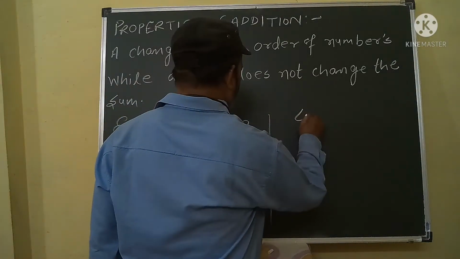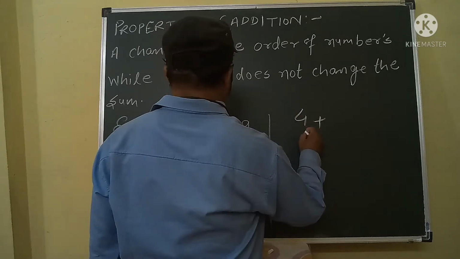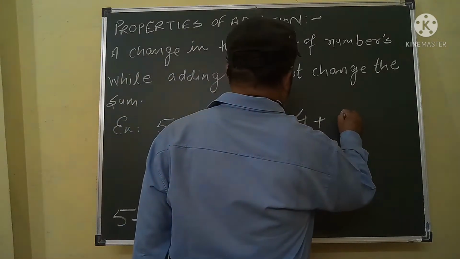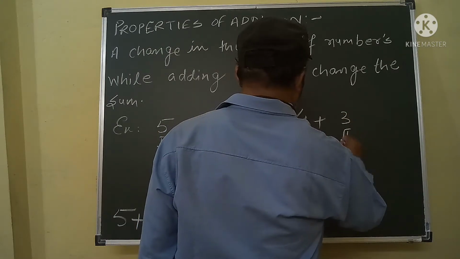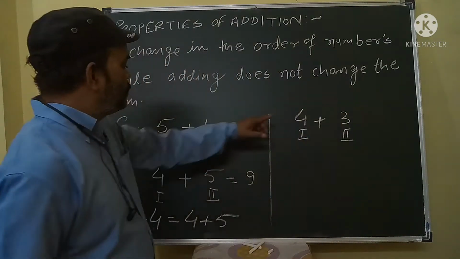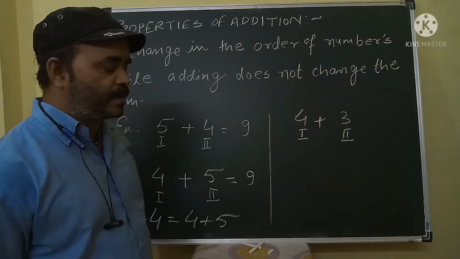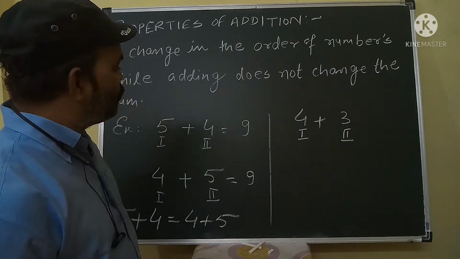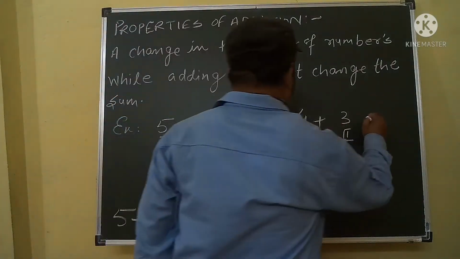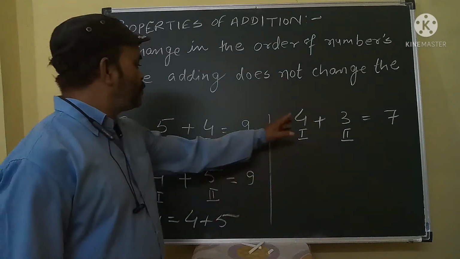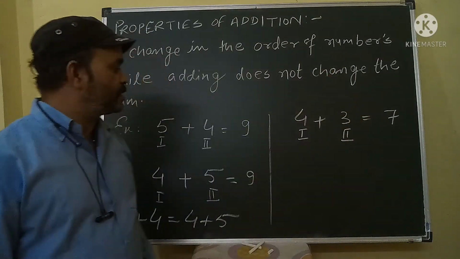Suppose this is 4. 4 is in first place. And this is 3. 3 is in second place. 4 is in first place and 3 is in second place. The sum of 4 and 3 will be 7.